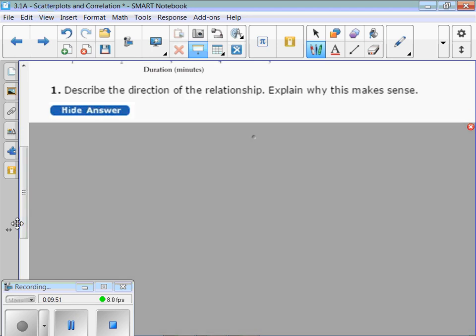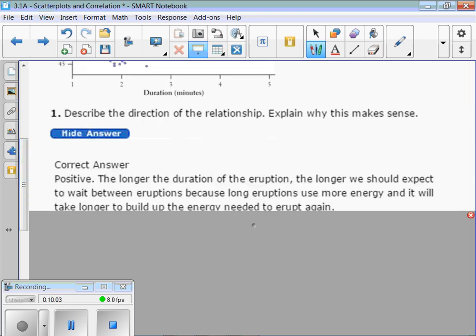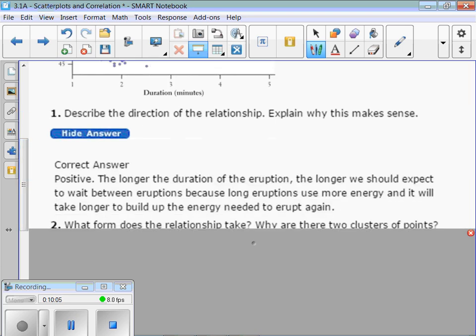Okay. So we're going to describe the direction of the scatter plot. Cadence, what would you say the direction of the scatter plot is? I would agree with you. It looks positive. The longer the duration of the eruption, the longer we would expect to wait.